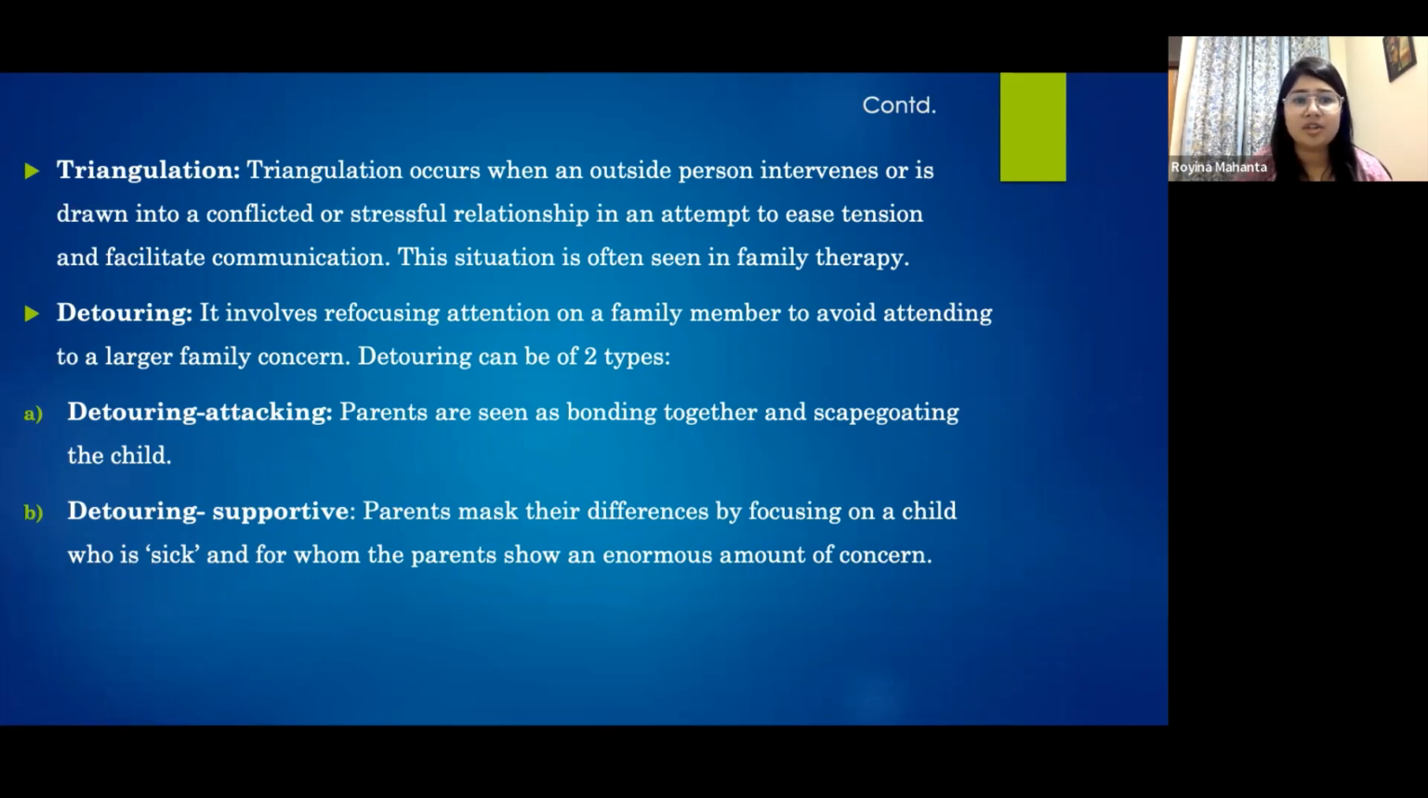So the dissociation will only stop when the parents are ready to sort out their differences, rather than attending to the sick child and saying that the child should be the focus of their attention, and not realizing that masking their differences is maintaining the problem. So in detouring supportive, outwardly you cannot sometimes make out why this dissociation is happening, or you don't know what the secondary gain is.